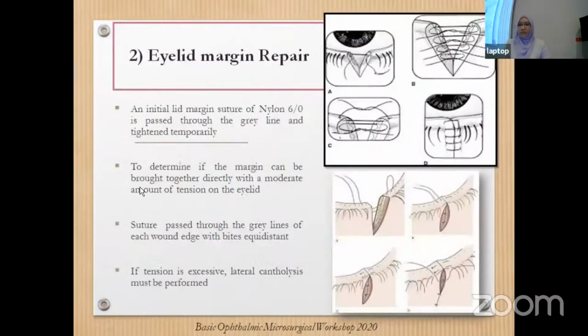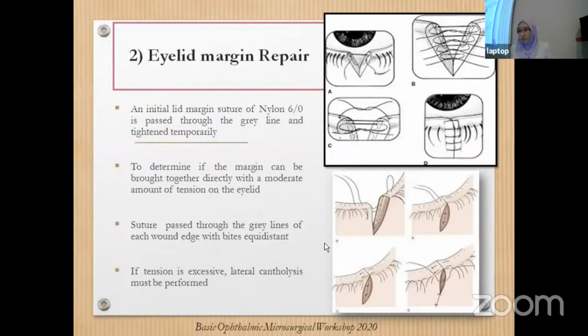Okay, this is very, very important, eyelid margin repair. It's like bread and butter in our daily practice, right? So there are a few steps, a few techniques that we can use. For the initial margin suture, we can use nylon 6/0, and then we need to find the grey line. That's the most important structure for the eyelid margin repair. You can use nylon just temporarily, to tighten the area, to make sure that it opposes, temporary only.